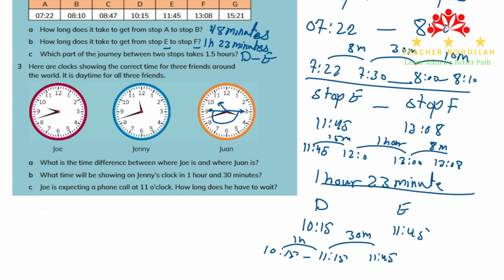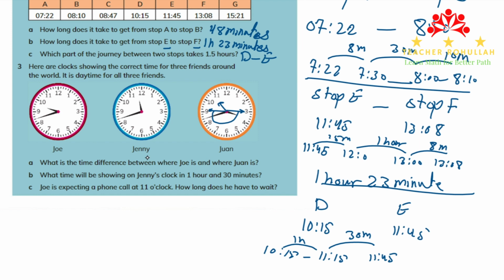So we are done with question 2. Let's now move to question 3. In question 3, it says, here are clocks showing the correct time for 3 friends around the world. It is daytime for all 3 friends, meaning it is the daytime that is shown on the clocks.